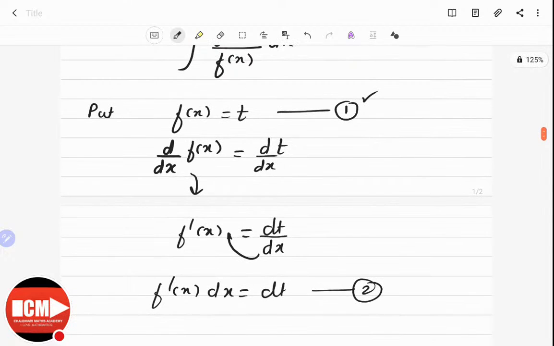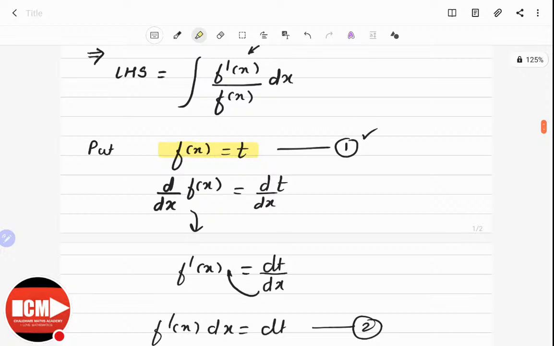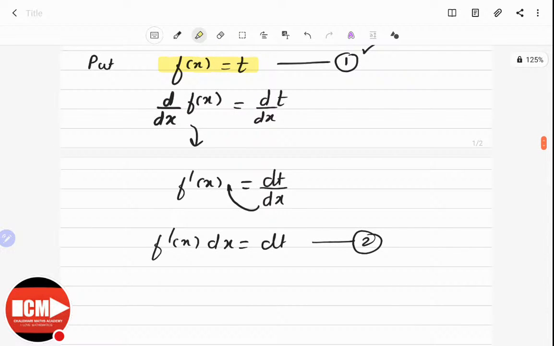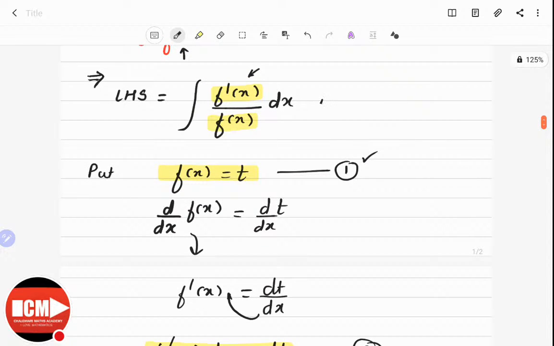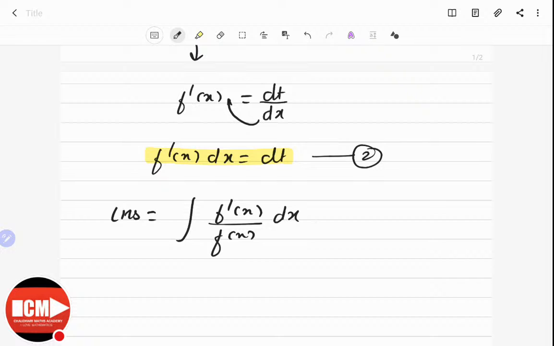As I already discussed, substitution is a two-step procedure. Step number 1 is all about substituting something whose derivative is present in the integration, and if you observe, this derivative of f of x is present in the integration itself. So I substituted f of x equal to t, then took its derivative, and we got equation number 2 in the form f dash of x dx is dt. Now let's convert this LHS in the form of t. So here I am writing this left hand side once again, which is f dash of x upon f of x with respect to x.